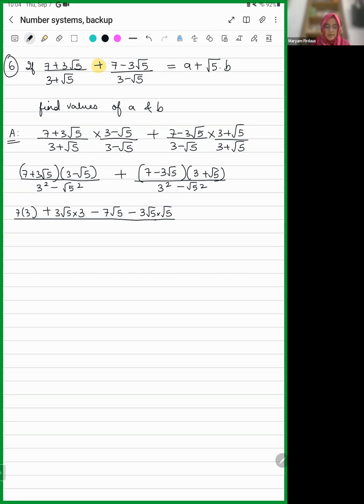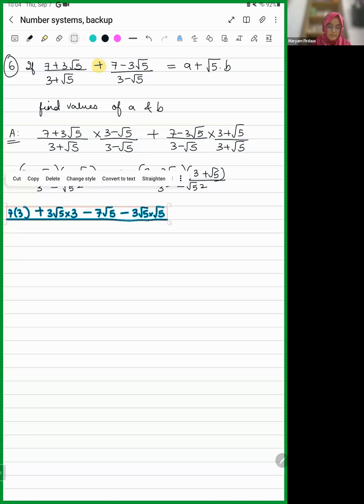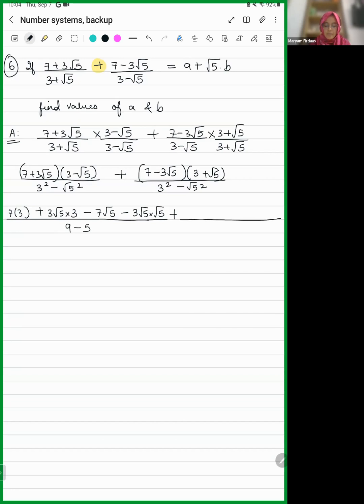Okay, fine. Ma'am, the other one we'll do down because of the space. Let's do one thing, I will just shift it a little bit. The denominator becomes 9 minus 5. Now the second one also. Can you tell me what it becomes? Yes, ma'am. 3 into 7 again, then 3 into minus 3 root 5.